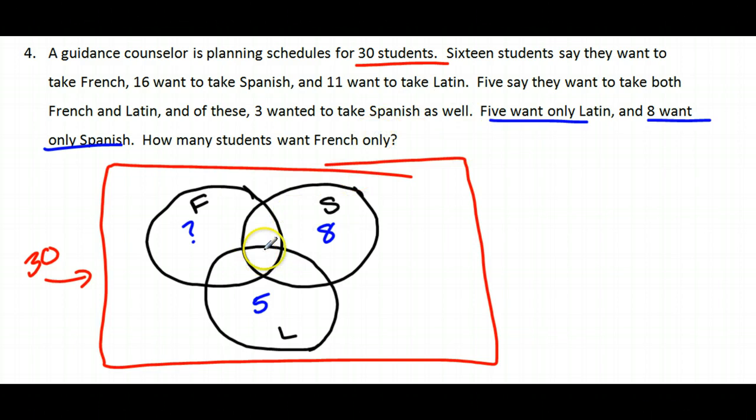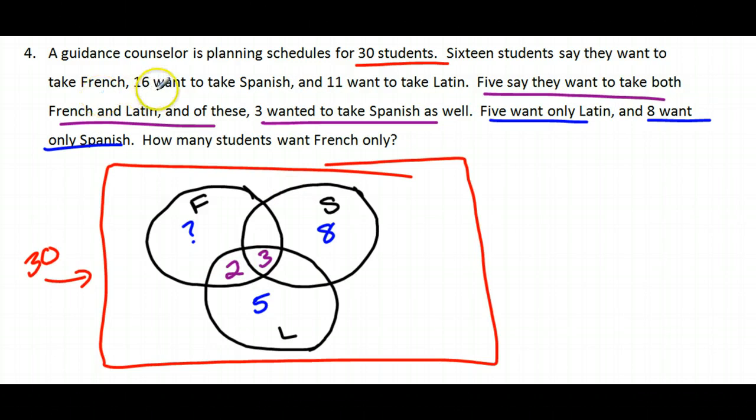Like I said, start with the one that's filled in for all. In this case, we read back. It says 5 want to take both French and Latin. So I need 5 students in this French and Latin category. But it tells me of those, 3 also want to take Spanish. So I need 3 that also want to be in the Spanish circle. If 5 were in that category and I already got 3 here, that tells me 2 would go here. That way I've got 5 in the French and Latin category. So we've got that covered.